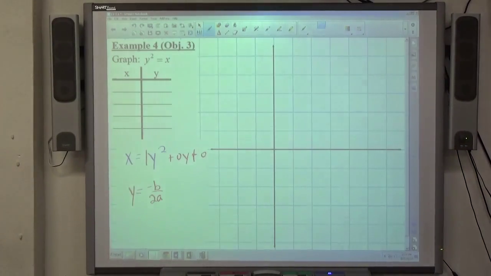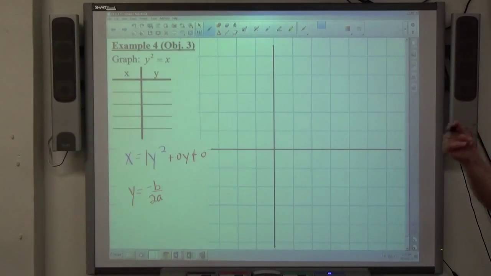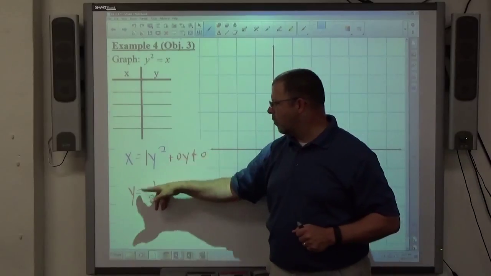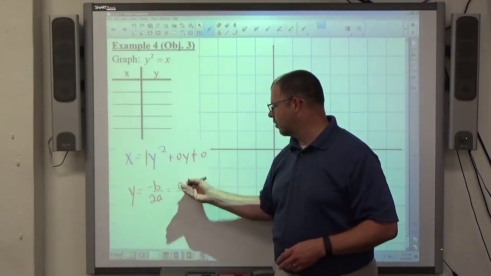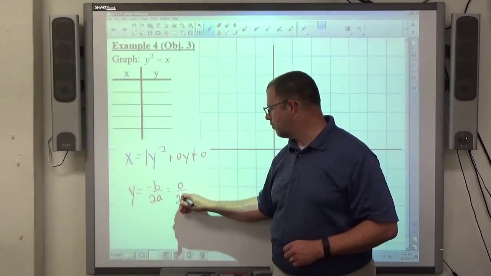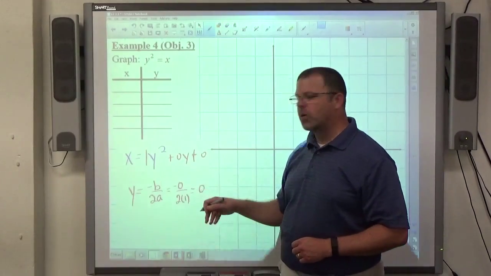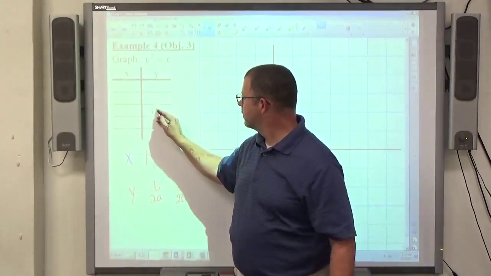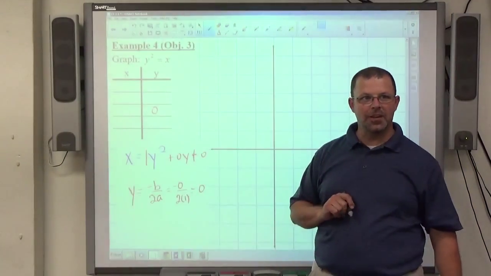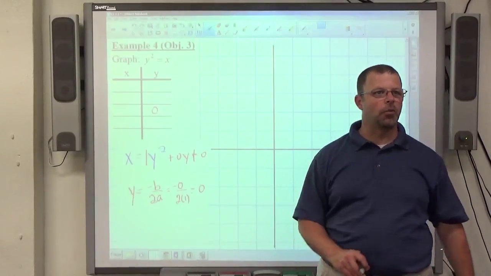Anytime you have a quadratic equation, some letter to the first power equals a quadratic equation, whatever letter's in the quadratic equation equals negative b over 2a. In this case, that's going to be 0 over 1, right? Or 0 over 2 times 1. So it's 0 again. So the magic y value here is 0. Where'd you get that? Okay, it's right there. Just part of the formula we use.